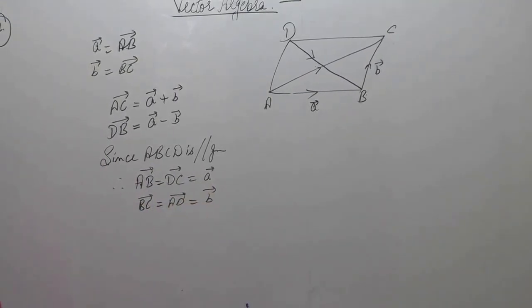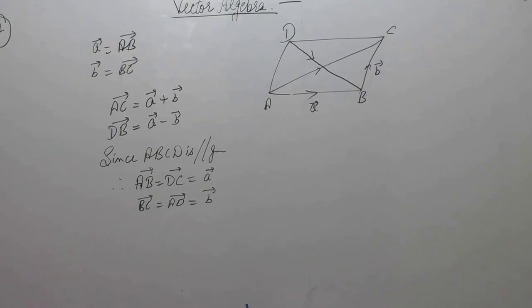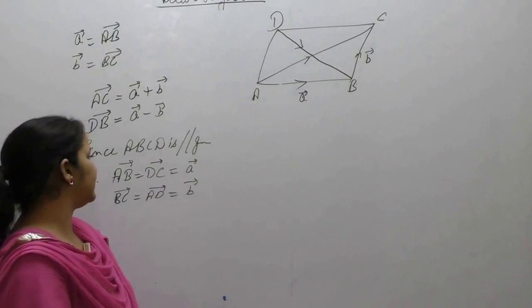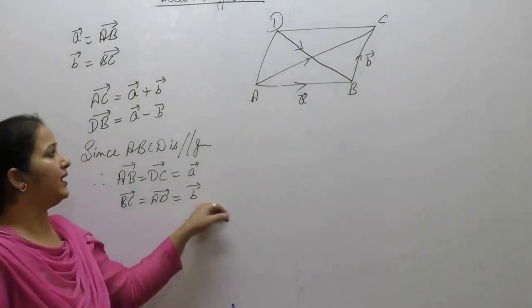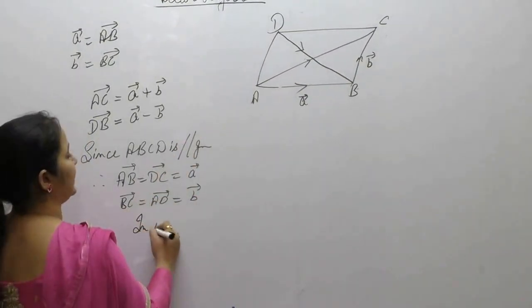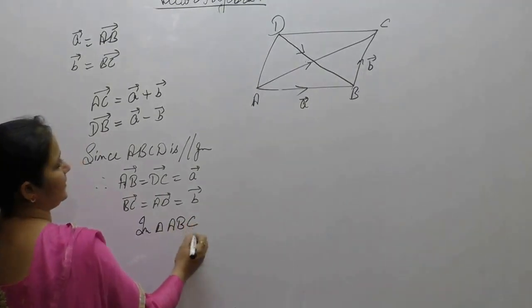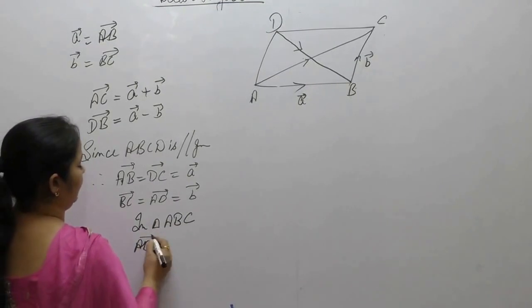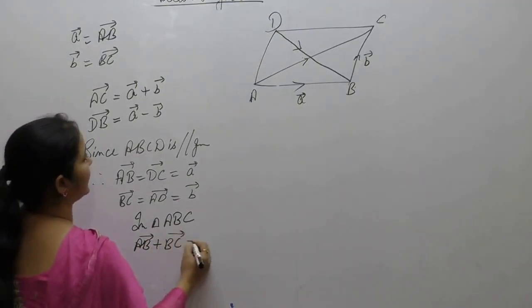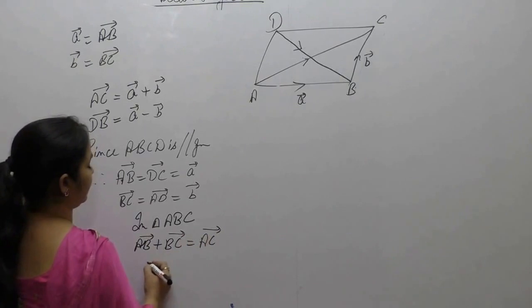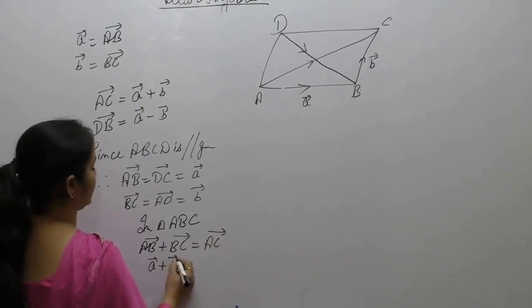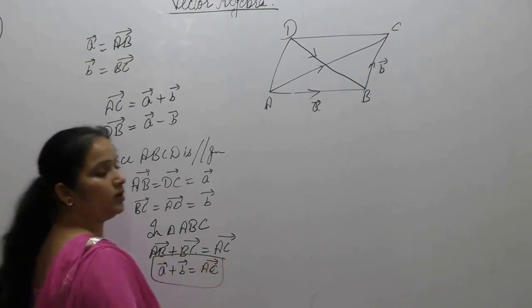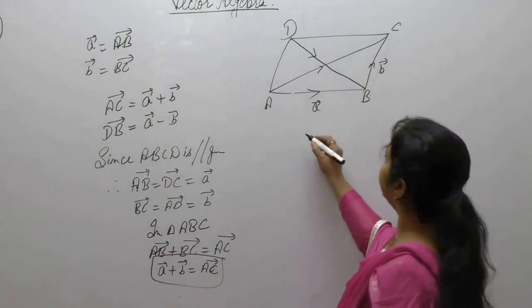AB vector is equal to DC vector is equal to A, and AD vector is equal to BC vector is equal to B vector. Now in triangle ABC, by the triangle law of vector addition, AB vector plus BC vector is equal to AC vector, that is A vector plus B vector. Therefore diagonal AC is equal to A vector plus B vector.